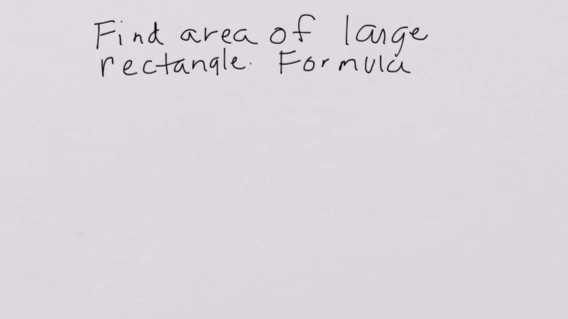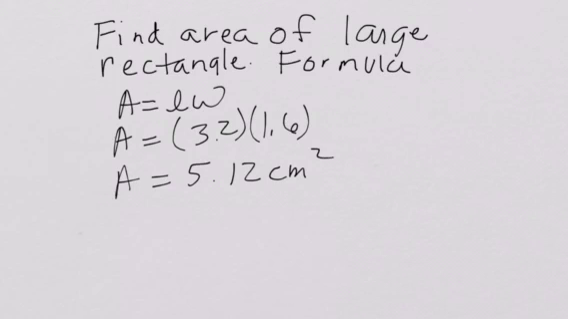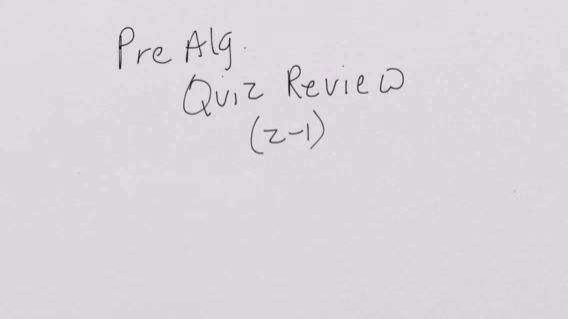To find the area of the large rectangle, we're going to do A is equal to LW. A is equal to, our length is 3.2, our width is 1.6. So our area is going to be 5.12 centimeters squared. And now you've reviewed for your quiz.